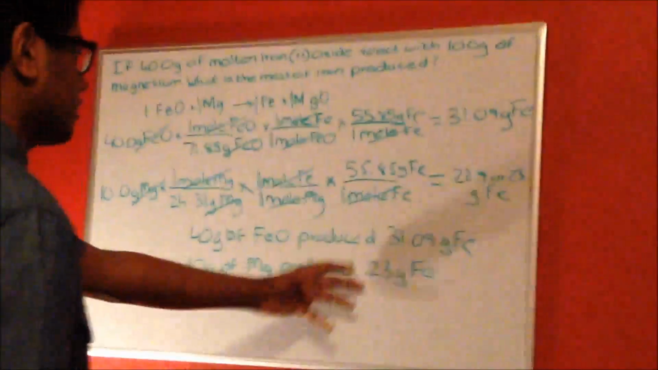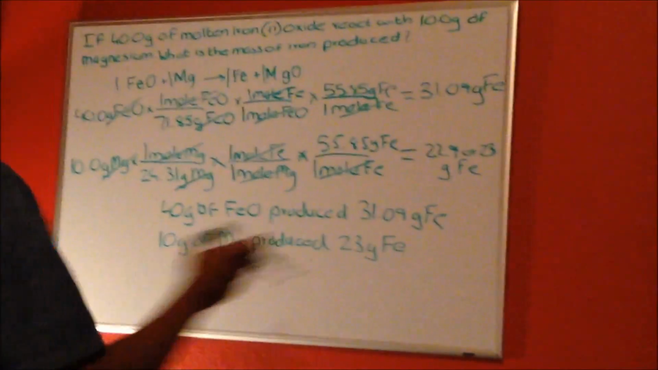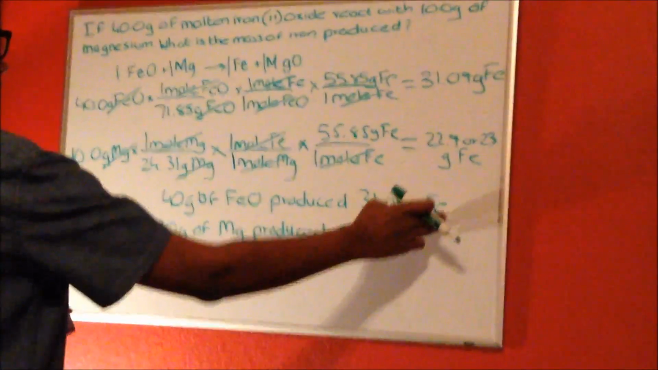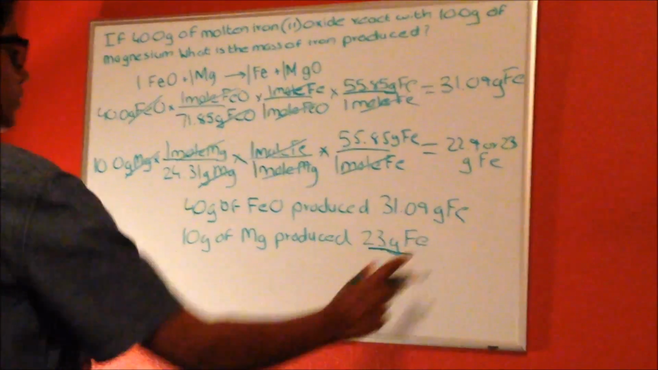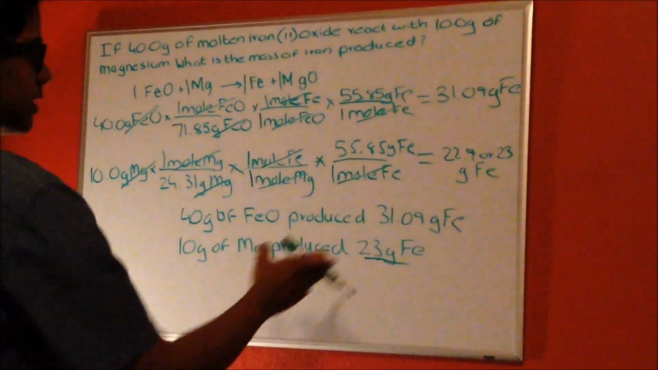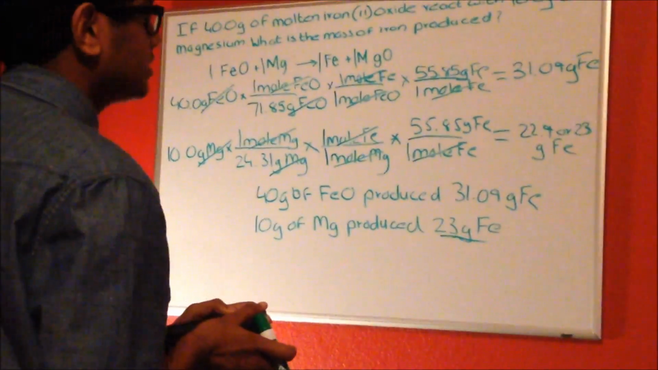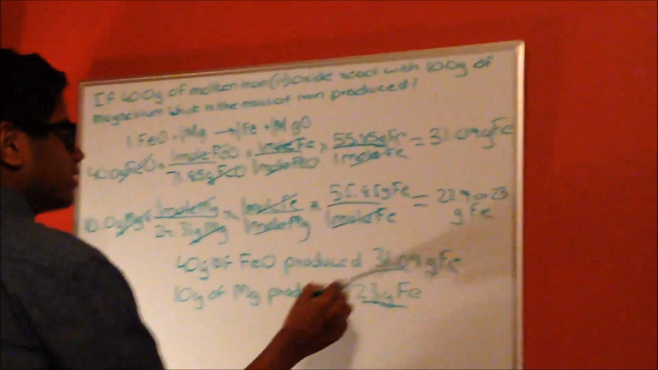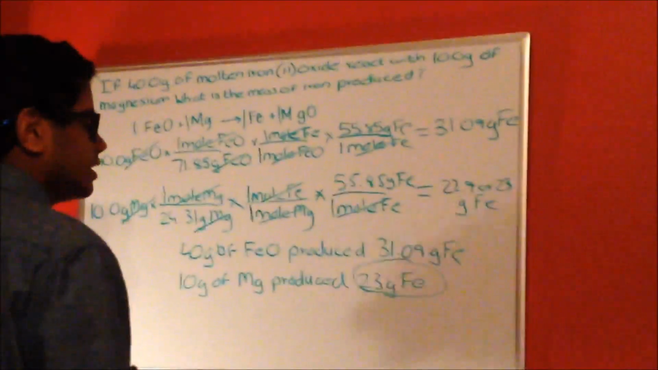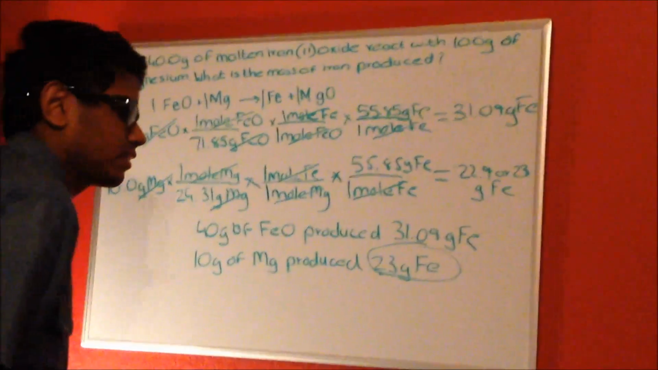Since there are two of them, we have to figure out the limiting reactant. To figure that out, you look at which one is the least. So 23 is the least. For example, if you have 23 pieces of bread and 31 pieces of cheese, you can only make a certain amount of sandwiches because you only have a certain amount of bread. So your final answer would be 23 grams of iron, and that would be your limiting reactant.